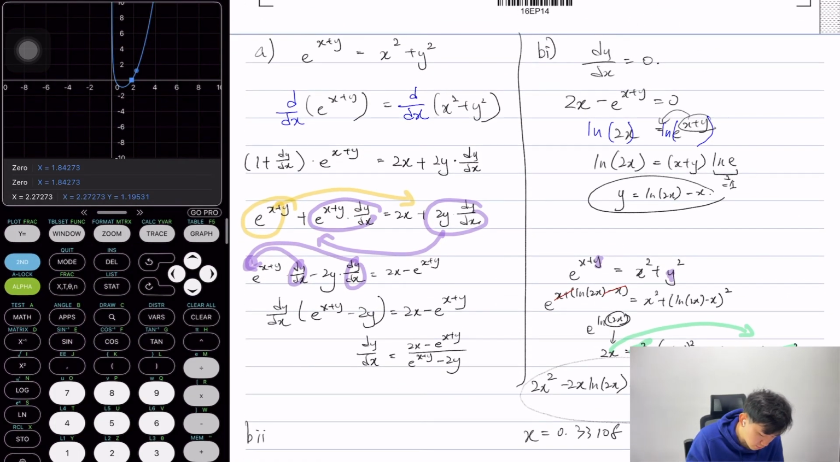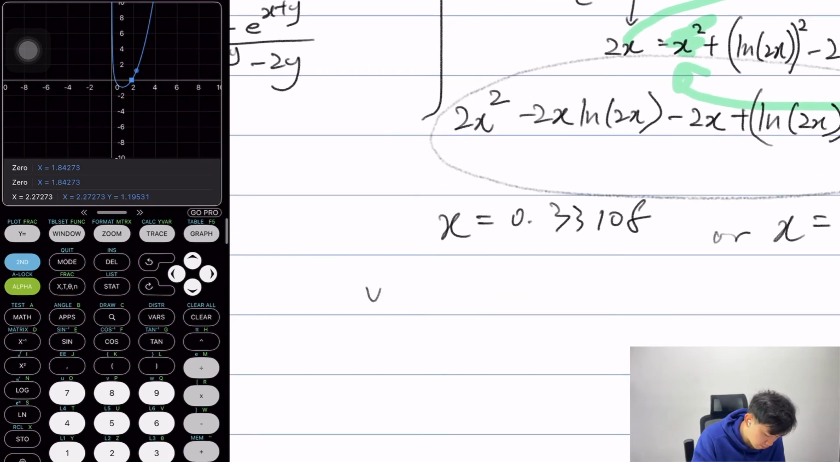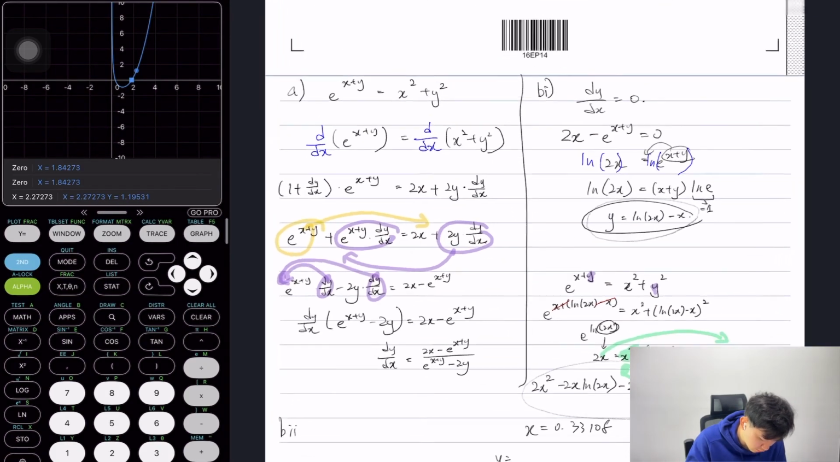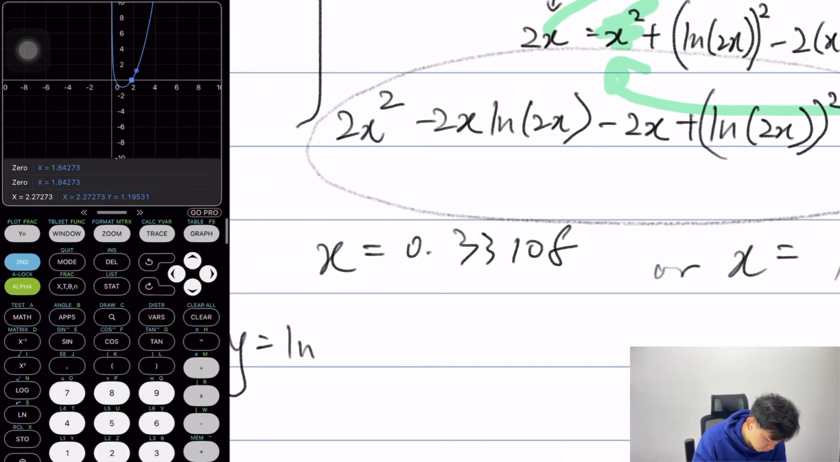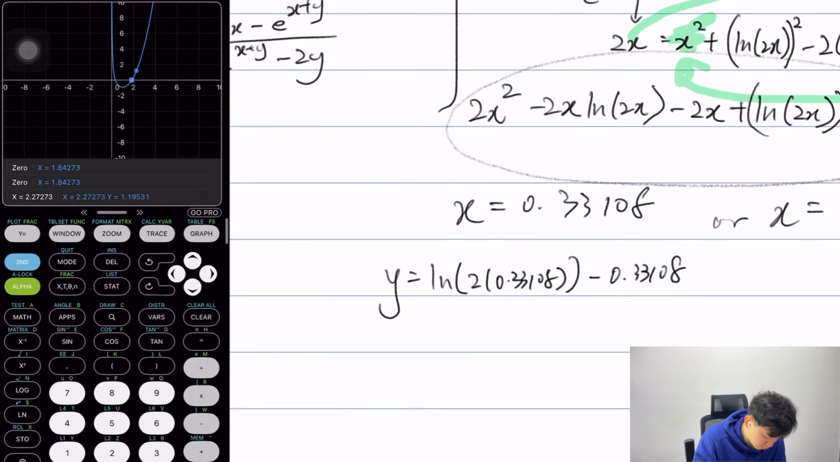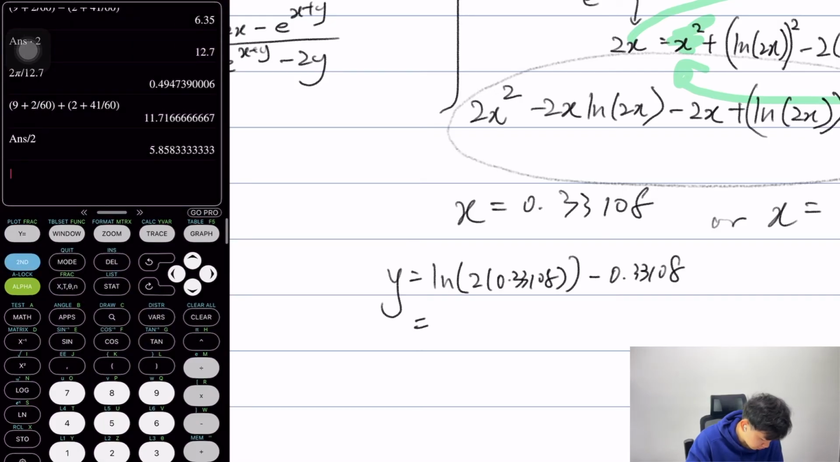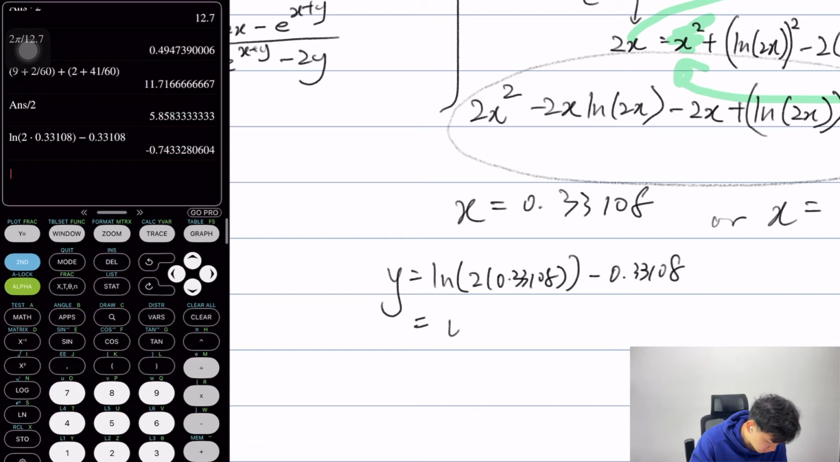The y is equal to this, right? Which is y equals natural log of 2x minus x. So natural log of 2 times 0.33108 minus 0.33108. Okay, so correspondingly, let's key it in first. Natural log of 2 times 0.33108 close bracket, minus 0.33108. That's like negative 0.7433.